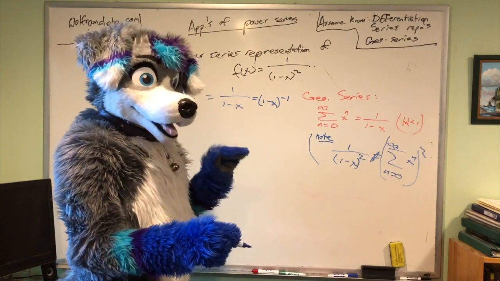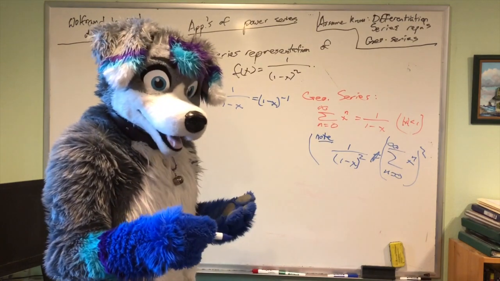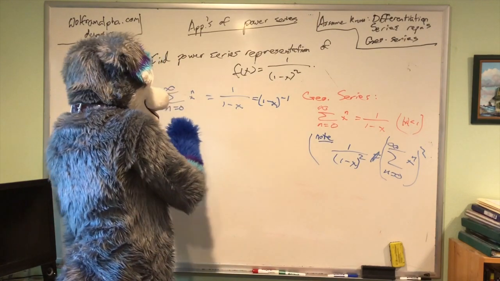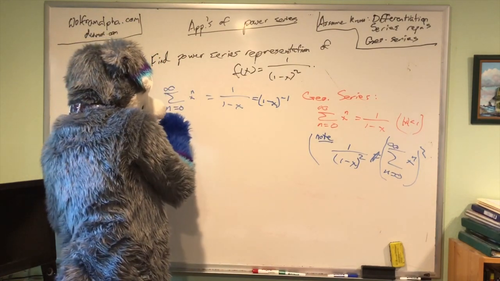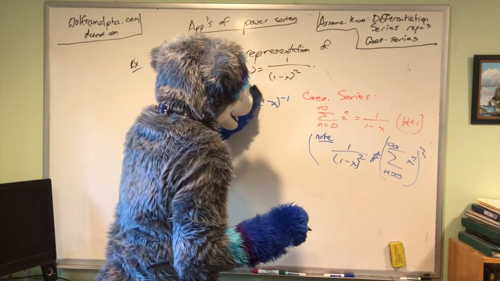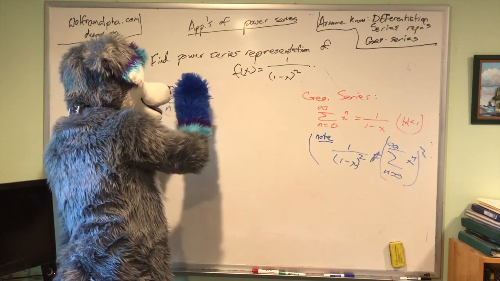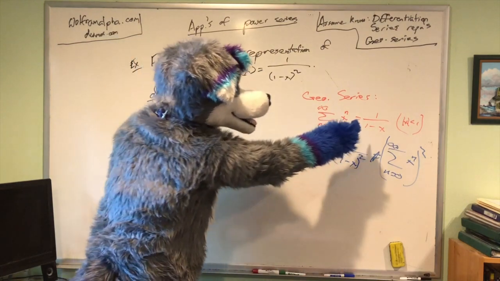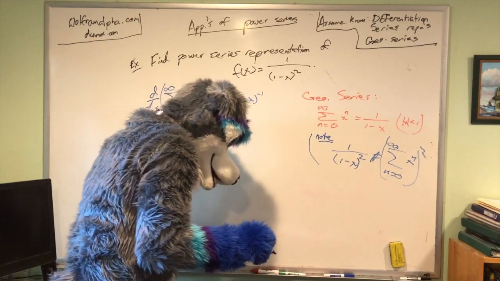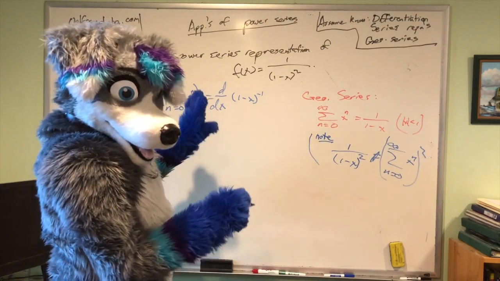A lot of times when problem solving, you've got to just try things. And if you do something wrong, that's fine. A lot of times that'll start pointing you in the right direction. So let's try differentiating both sides here. This was 1 minus x to the negative first power. So I started with the geometric series formula and I'm differentiating both sides.